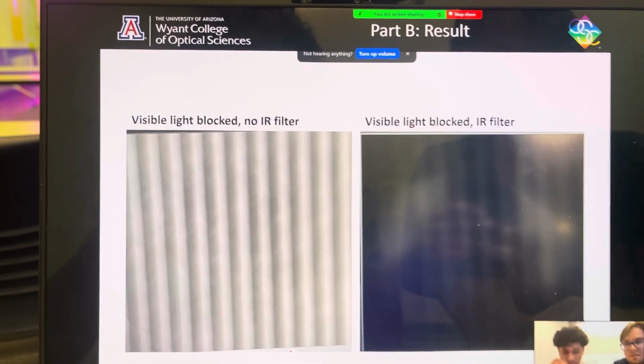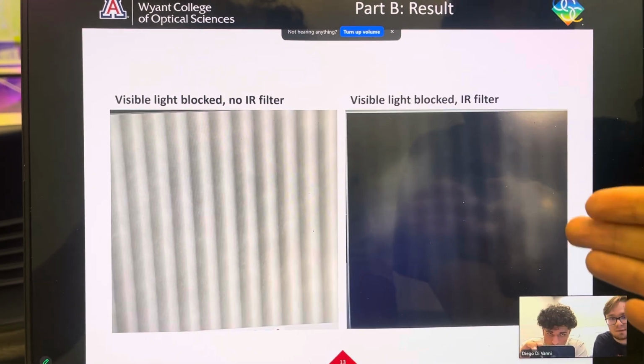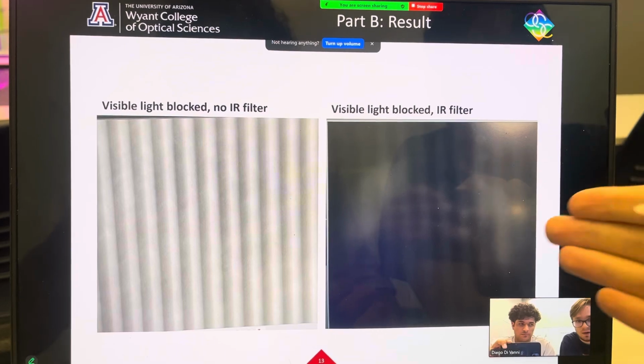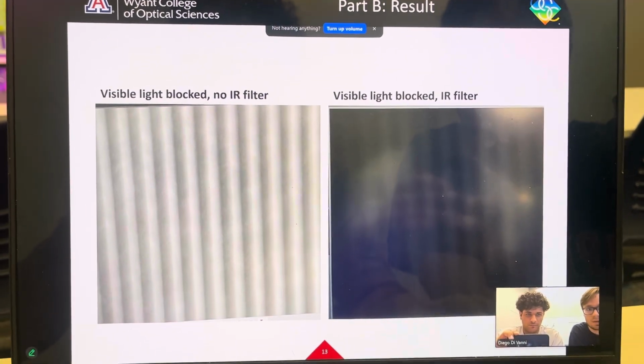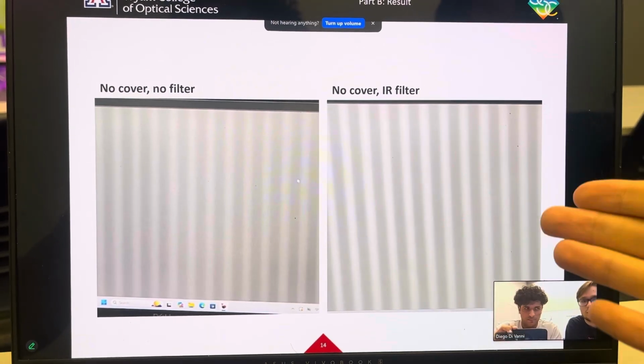So this was the visible light blocked, no IR filter. The sheet was over it. This was with visible light blocked and the IR filter. As you can see, it is much fainter with the IR filter, since it needs to rely on the IR light. So this was without the cover and no IR filter. This was without the cover and with the IR filter.